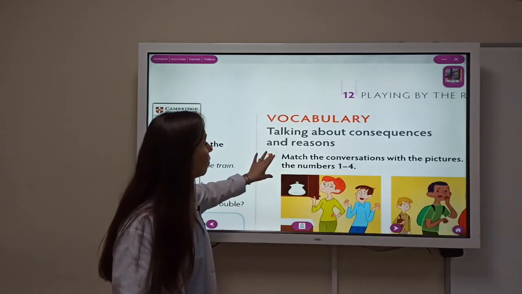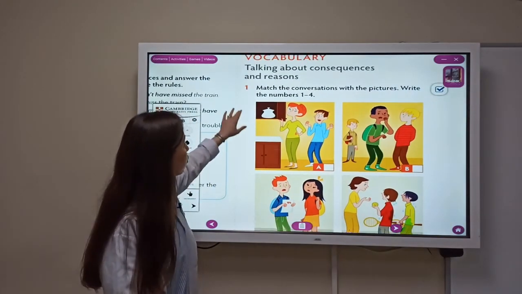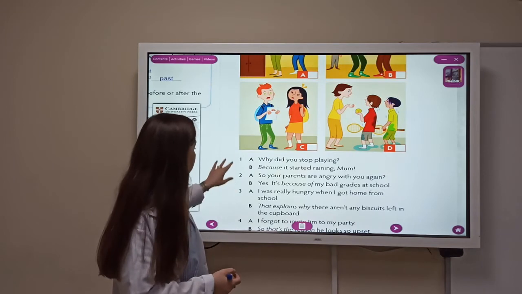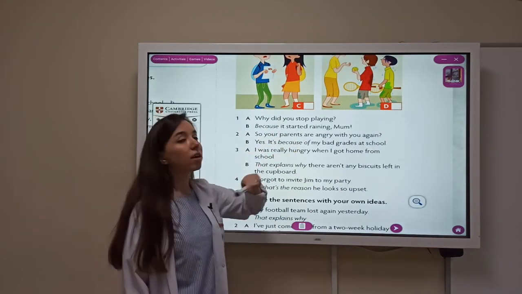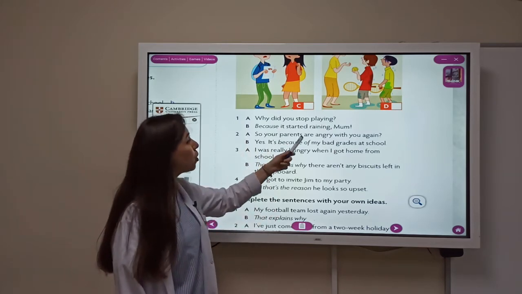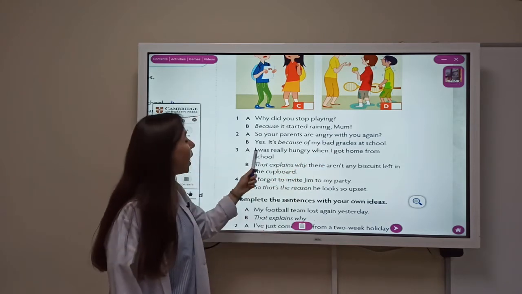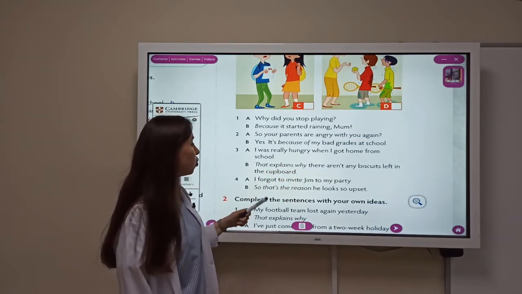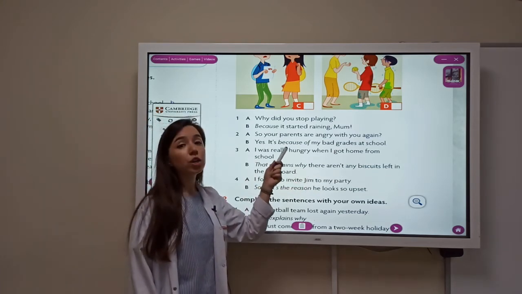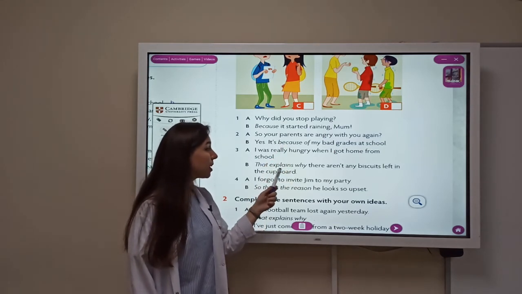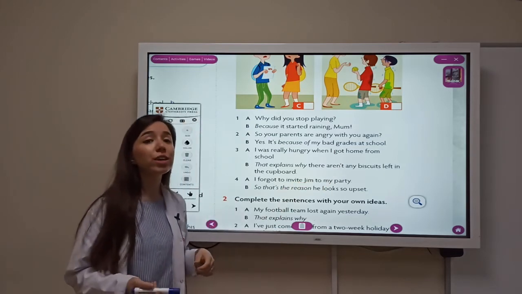So we are going to match the conversations with the pictures and write numbers 1 to 4 here. First, look here, you are going to read them. Why did you stop playing? Because it started raining, Mom. So your parents are angry with you again? Yes, it's because of my bad grades at school. I was really hungry when I got home from school. That explains why there aren't any biscuits left in the cupboard. So he was really hungry, and the consequence is what? There aren't any biscuits because he ate all the biscuits.